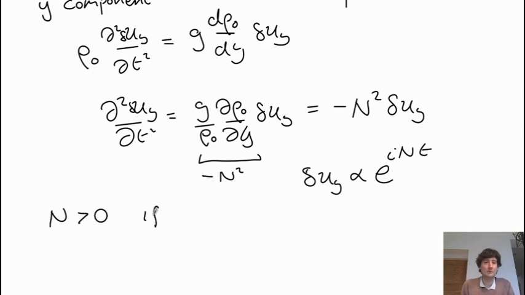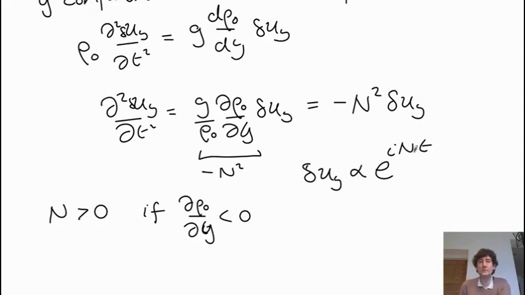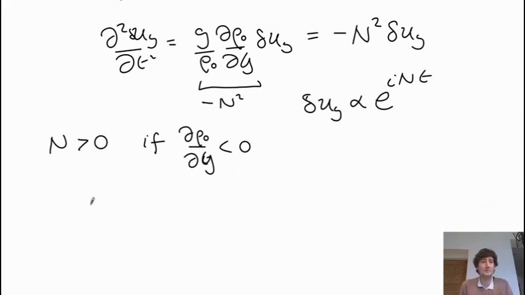So this happens if d rho naught by dy is less than 0, so if density is decreasing with height, then this frequency is positive, and this is an oscillating wave. And that's what happens if you have this.